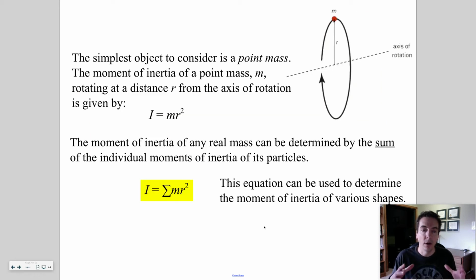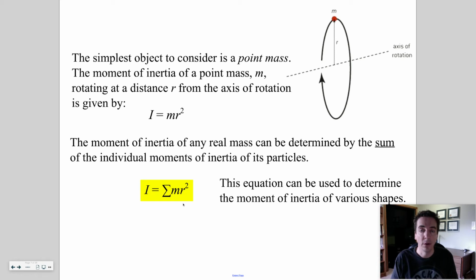When you guys are looking through your word problems, you will see that each particular shape that you might be asked to do some calculations with has its own formula for calculating its own moment of inertia. So for example, a cone has its own formula. A cylinder has its own formula. A sphere has its own formula for determining its moment of inertia. And it's not like you need to memorize any of those. You will just be given those.